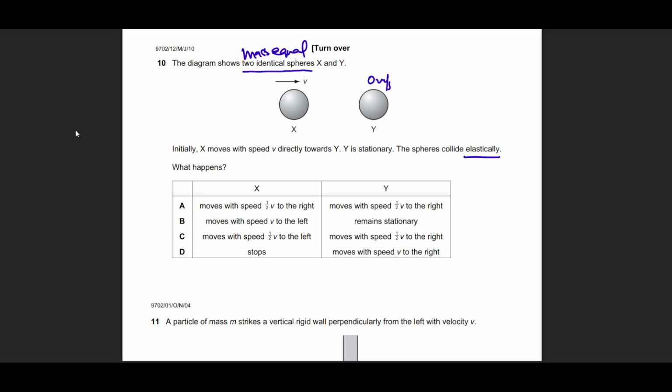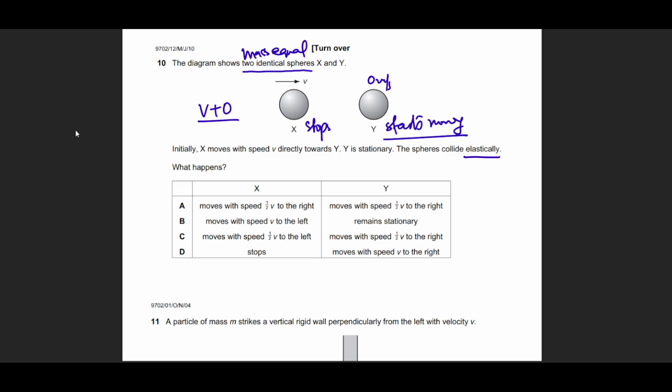Now, according to the relative speed of approach or relative speed rule, we understand that before collision, the system will become v plus 0, right? Simply the speeds are going to be added together. Now, after this, what should happen is that this one will stop and this will start moving.